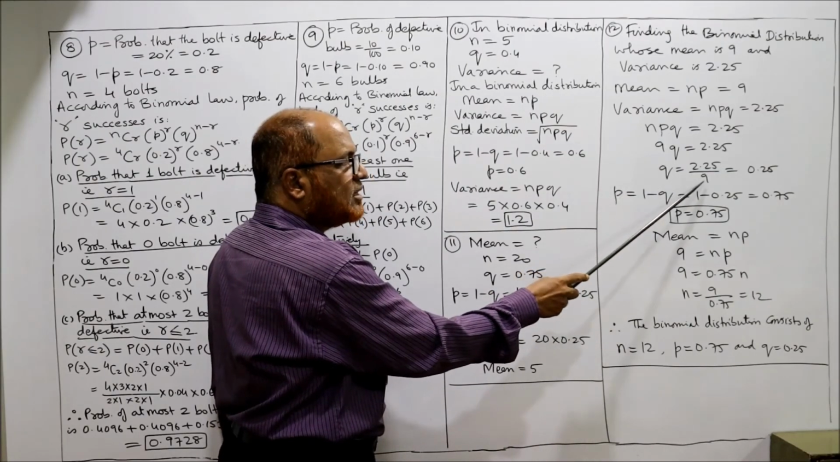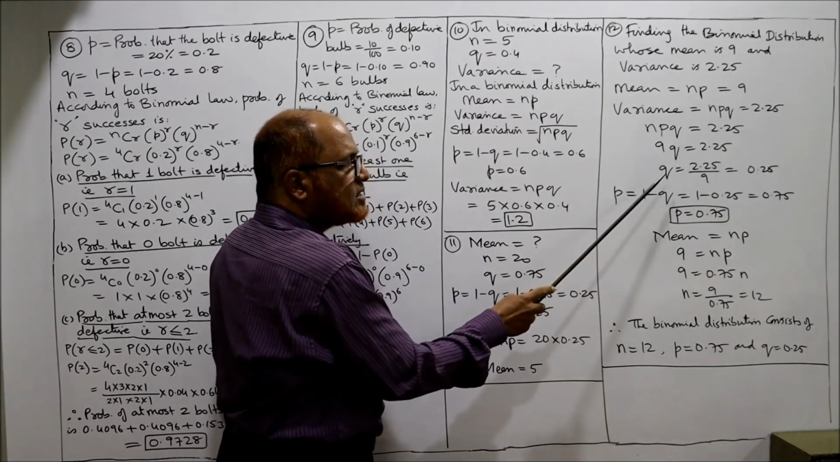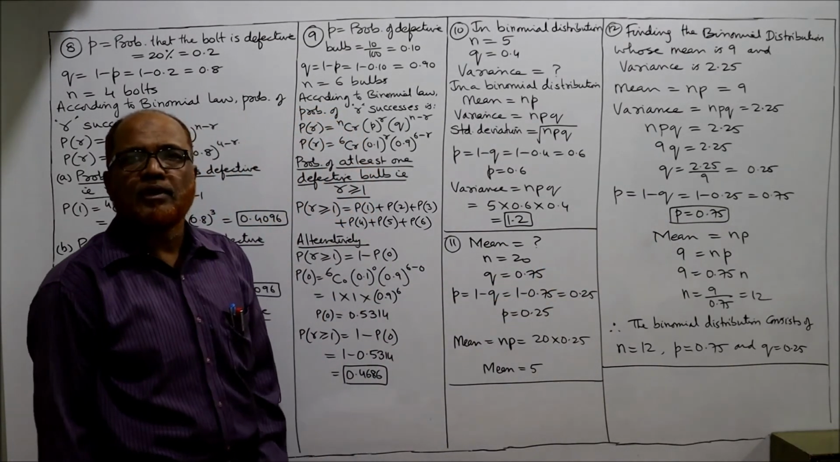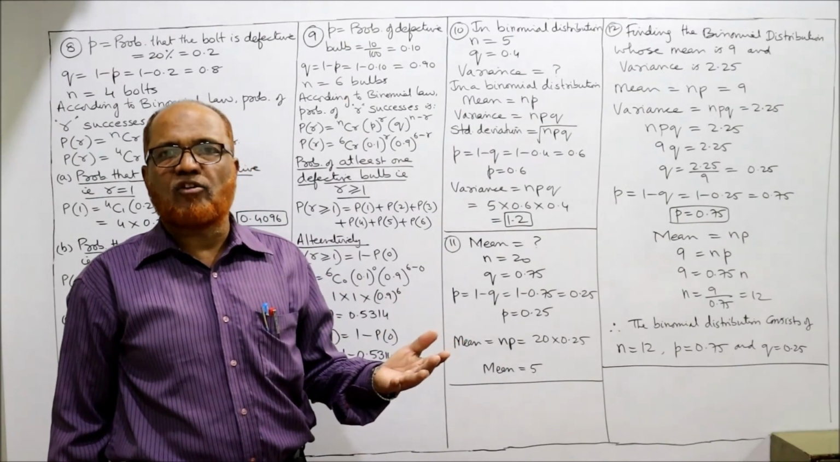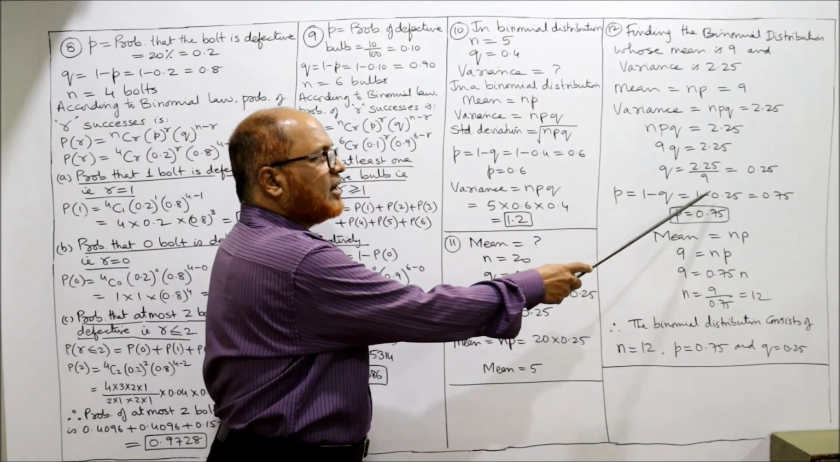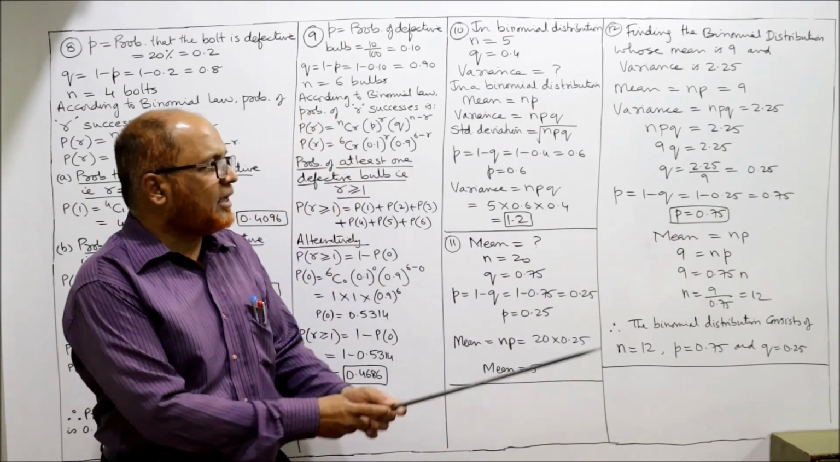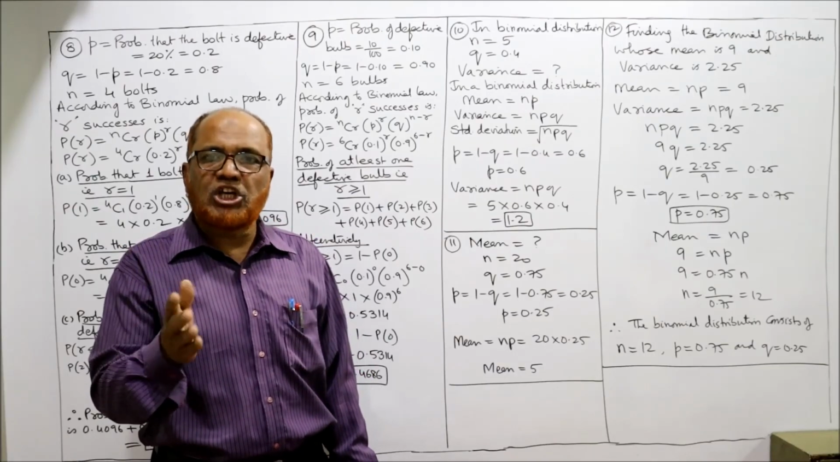Since it is multiplication, it comes to the other side and becomes division, so 2.25 by 9 is 0.25. What is this 0.25? q. Easily we got the value of q. Now simply we can find the value of p. p is nothing but 1 minus q. p is equal to 1 minus 0.25, 0.75. So p is 0.75. So we got the p value, we got the q value.